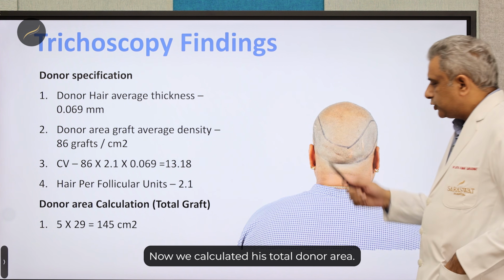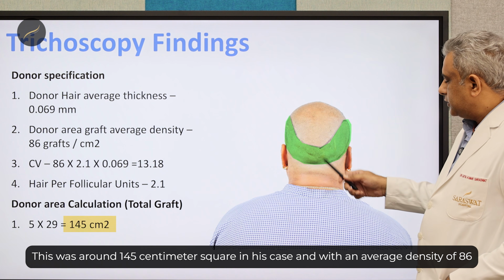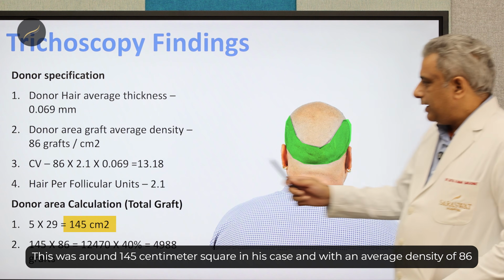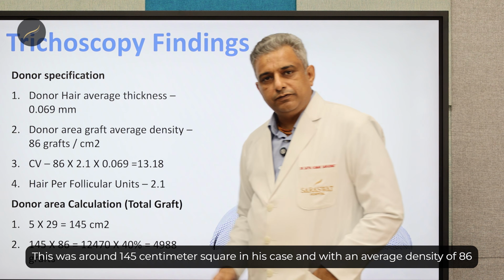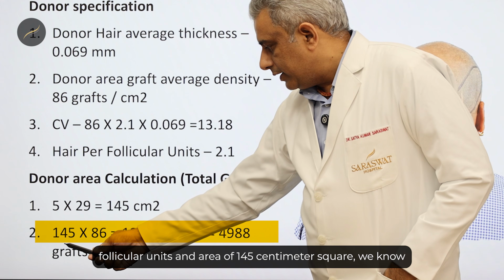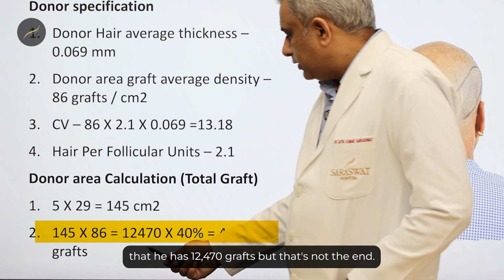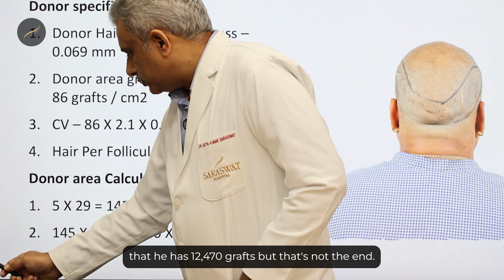Now we calculated his total donor area. This was around 145 centimeter squares in his case, and with an average density of 86 follicular units and an area of 145 centimeter square, we know that he has 12,470 grafts. But that's not the end.